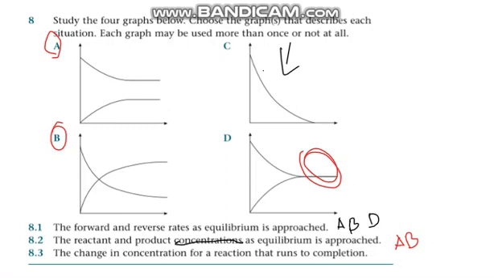The change in concentration for the reaction that runs to completion. Come on, this is obvious. It's obviously C, because remember it's the change in concentration for a reaction that runs to completion. It starts here from such a high point on Y and then decreases to 0, meaning it has run its course, so there's nothing left at the end of it. So that means our answer for 8.3 is C.